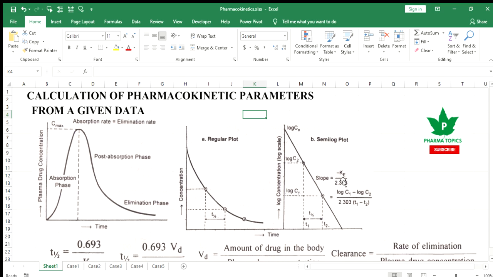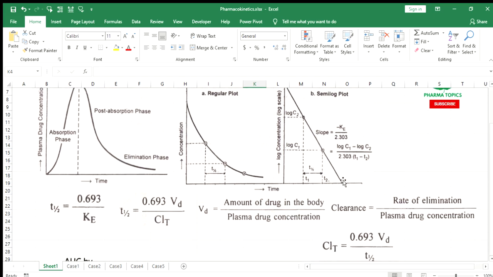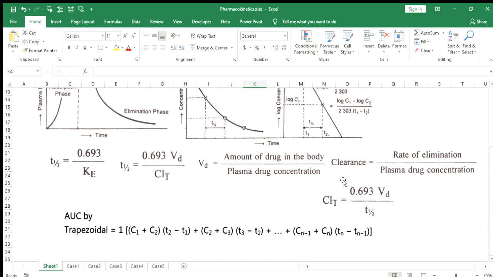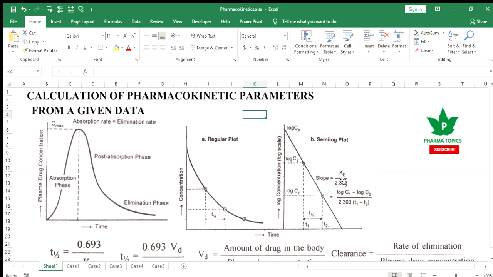You may plot a dose versus concentration curve or a semi-log plot of log concentration versus the time in hours. The pharmacokinetic parameters include half-life, volume of distribution, clearance, and area under the curve by trapezoidal rule. So we are going to have a classical example and we are going to calculate these parameters. So let us take the case.